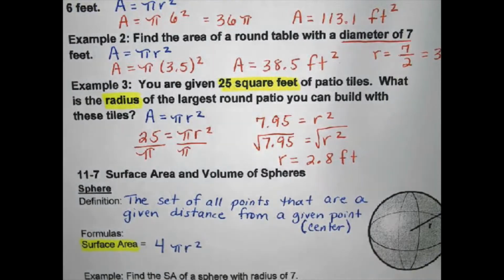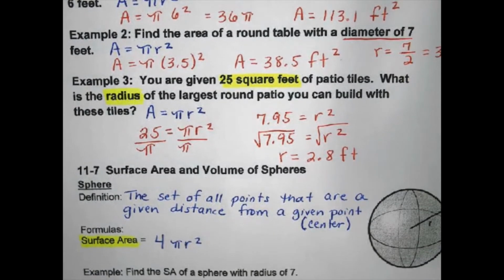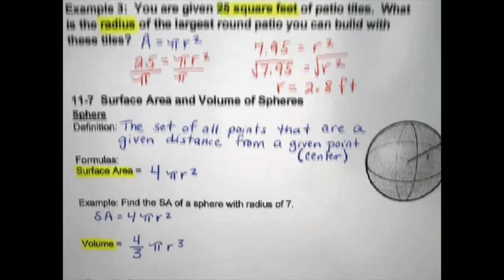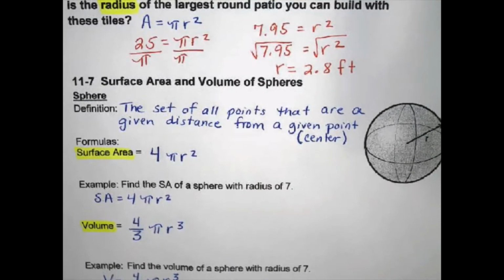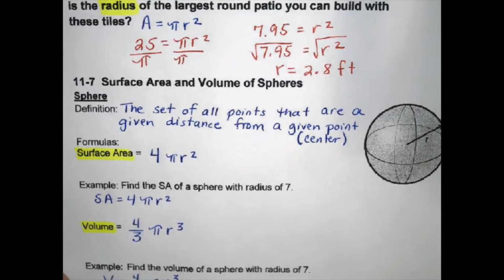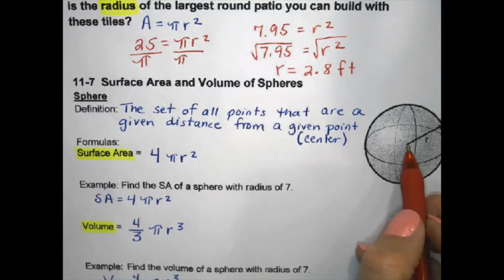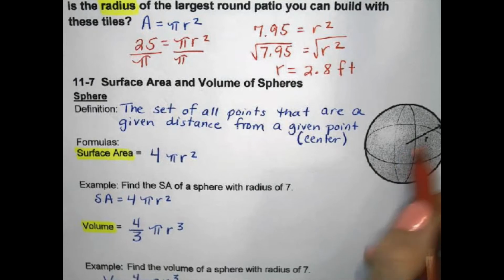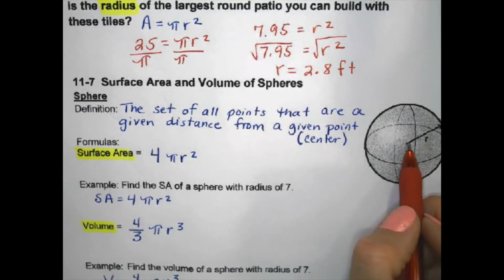We're going to move on and talk about the surface area and the volume of spheres. A sphere, remember, is the set of all points that are a given distance from a given point. So a circle is the set of all points a given distance from a center, and it's two-dimensional. A sphere is very similar in that there's a radius, and we have the set of all points the same distance from that center, but now those points can go in all directions. So I now have a three-dimensional object.